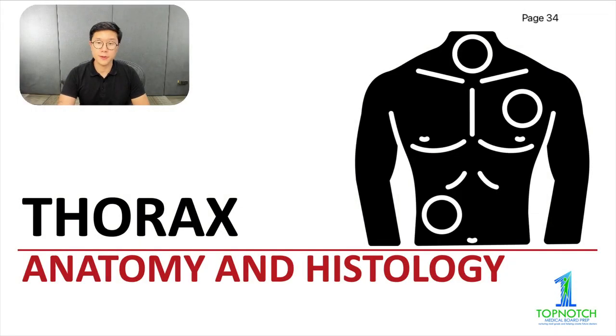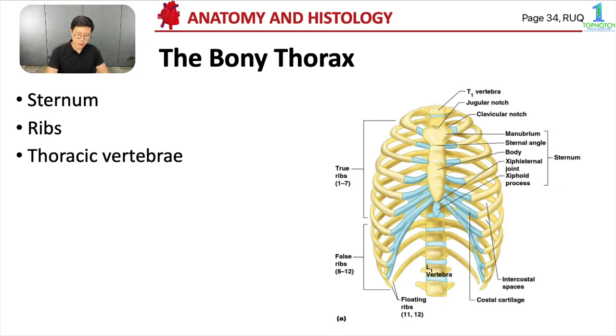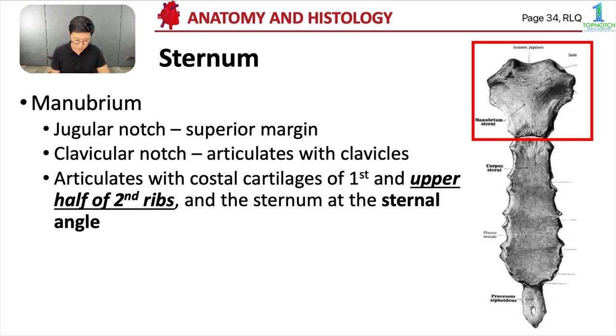Now let's discuss the thorax, starting with the thoracic wall. So the bony thorax is made up of your sternum, ribs, and thoracic vertebrae. Starting with the sternum, you have first your manubrium, which has a jugular notch at its superior margin, a clavicular notch at the sides, which articulates with the clavicles, and it also articulates with the costal cartilages of the first and upper half of the second ribs. So it's not just the whole of the second ribs. It's just the upper half.